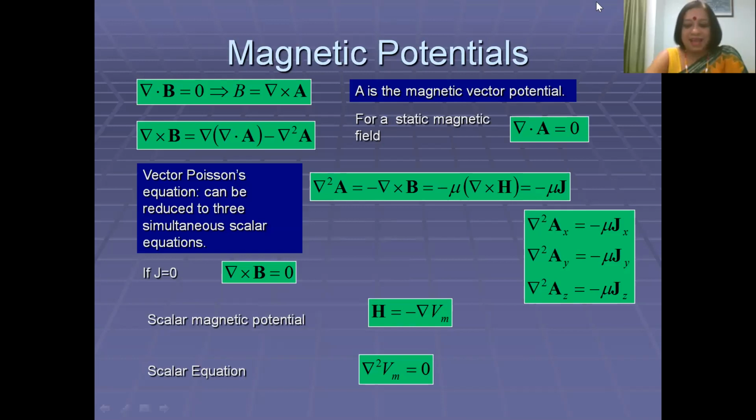Now, let us imagine that there is no current, that J is equal to 0. Can you still have a magnetic field?